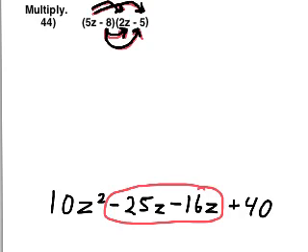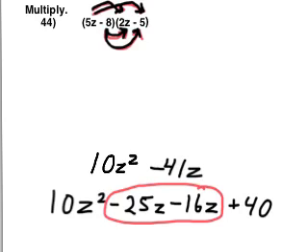So when you're multiplying two binomials, or if there's more than one term in the first parentheses being multiplied by the second, you're going to often have like terms to combine. So don't ignore that. So negative 25 plus a negative 16 gives us a negative 41z plus the 10z squared and the 40. So that's our answer. But like we did before, we can make little products out of this whole thing. We can make 4 products.